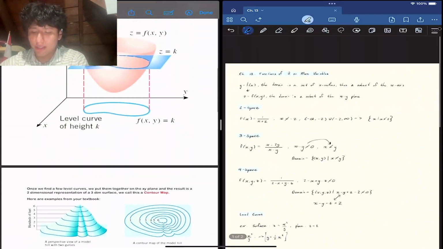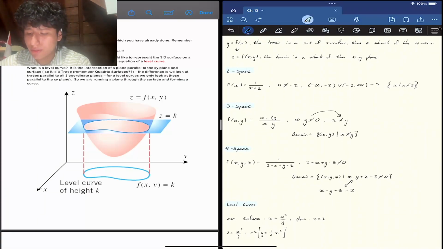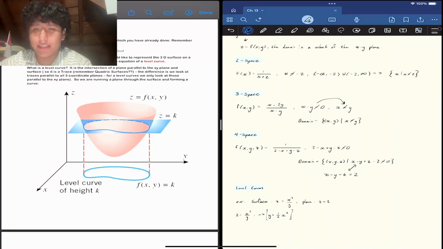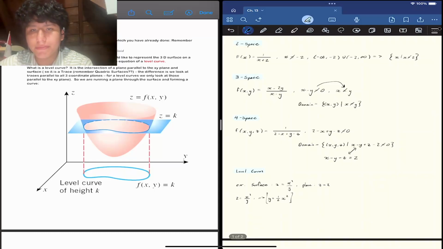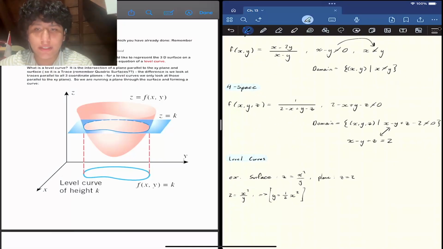So a quick run through. We started off with finding the domains, which is pretty simple. In 2 space, obviously, we're just looking at the x, so the domain would be a subset of the x-axis. In this case, we already know how to do 2 space, so I'm not going to go over that. 3 space is a bit different. We need to find where that denominator is 0. In this case, it's x minus y equals 0, which is x equal to y. So the domain would be the points of x and y where x is not equal to y. 4 space is a bit more difficult because we have 3 different variables to look at.